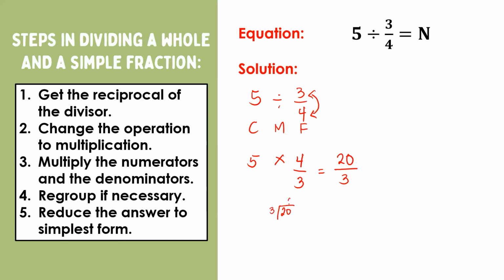20/3 is an improper fraction. So let us regroup. 20 divided by 3 is 6 with a remainder of 2. Therefore, 5 divided by 3/4 is 6 and 2/3.